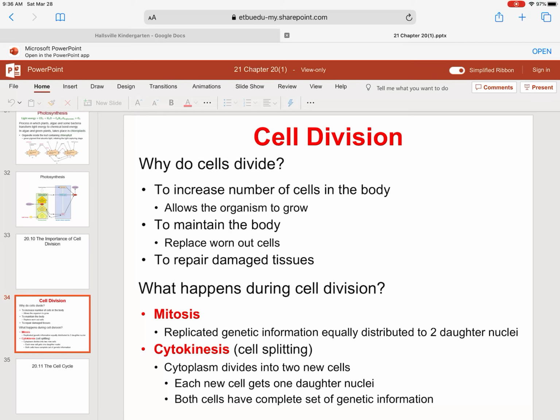If you get cut, you get cancer, you get pneumonia, whatever it may be, your body has to replenish those cells that die as a result. So what happens during cell division?